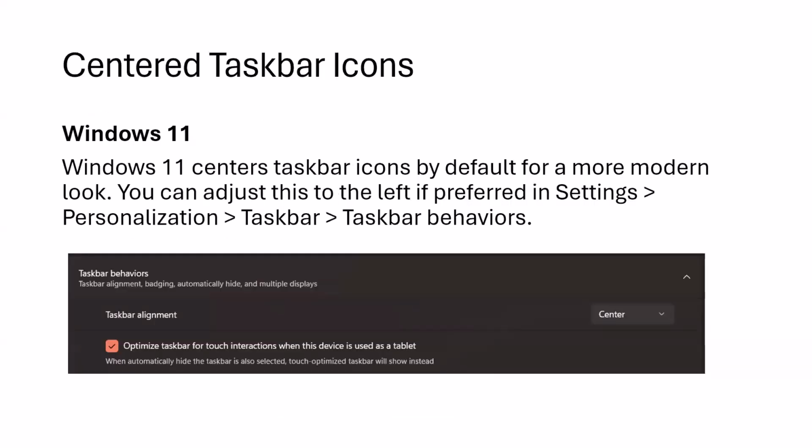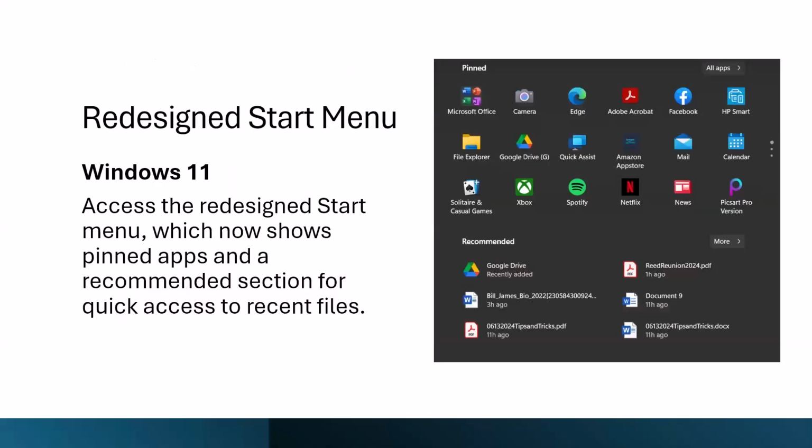In Windows 11, the taskbar icons are centered by default for a more modern look, but you can adjust this to the left if preferred in Settings, Personalization, Taskbar, and Taskbar Behaviors.